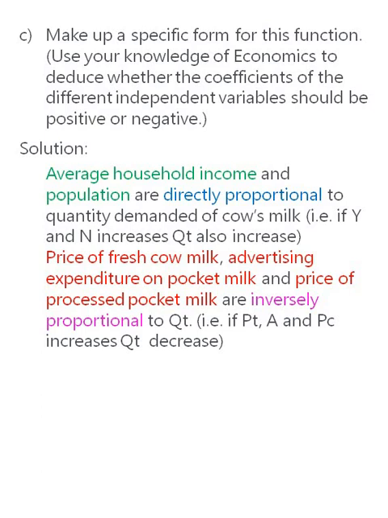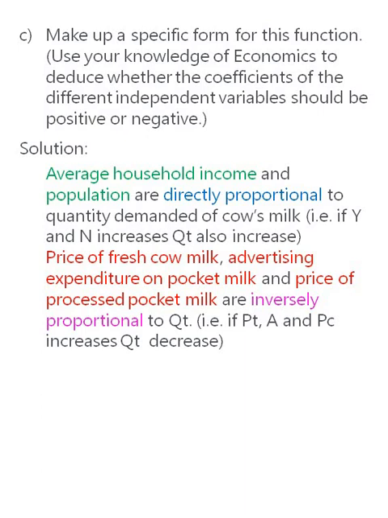Whereas the other 3 variables, price of fresh cow milk, advertising expenditure on pocket milk, and price of processed pocket milk, are inversely proportional to the quantity of milk demanded, because when the price of fresh cow milk increases, or when advertising expenditure increases, or when the price of processed pocket milk increases, the quantity of milk demanded decreases. That is, if PT, A and PC increase, QT decreases, and these 3 will take a negative coefficient. That is, when it is negative, it means demand decreases, and when it is positive, it means demand increases.